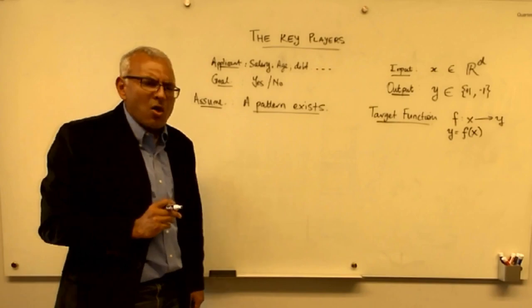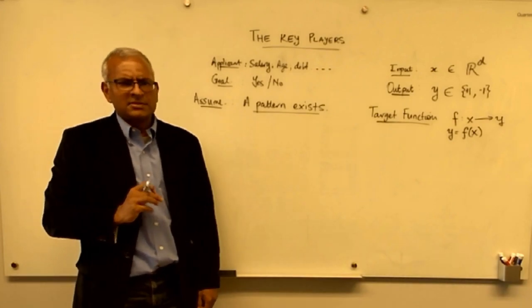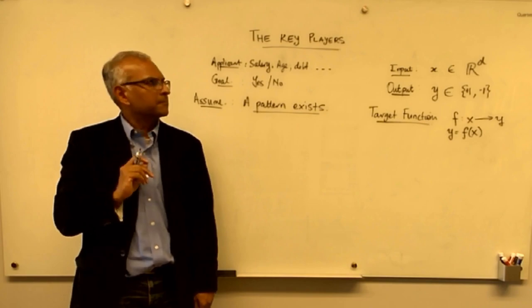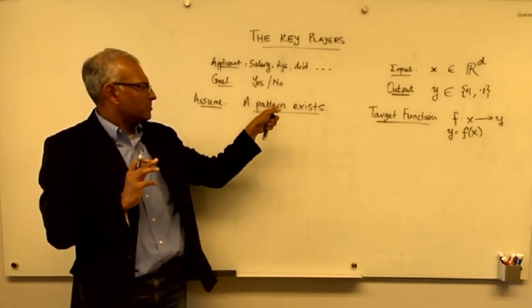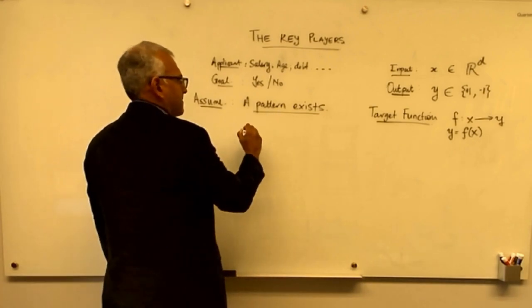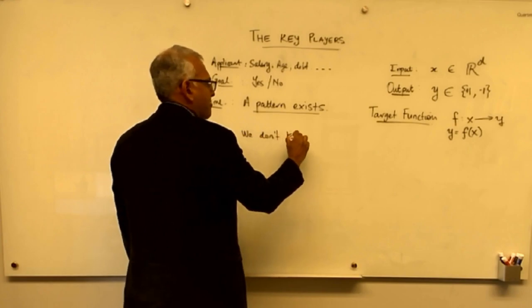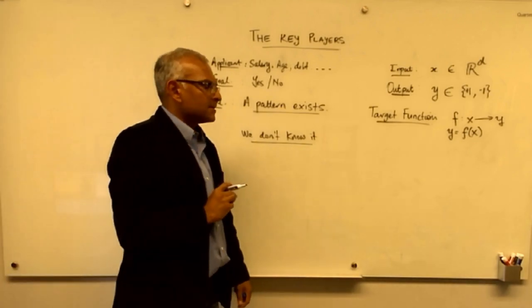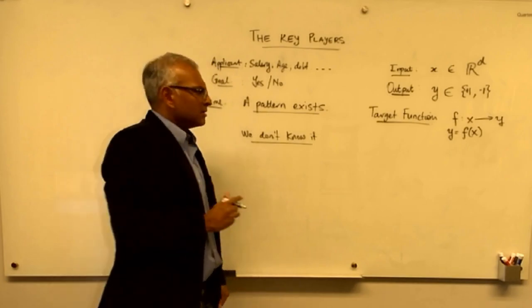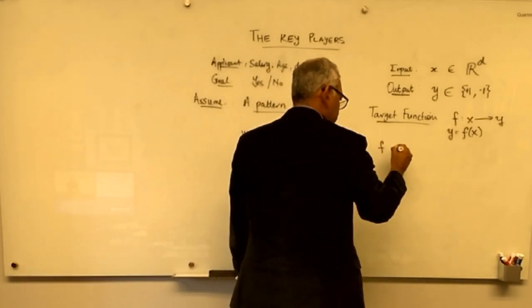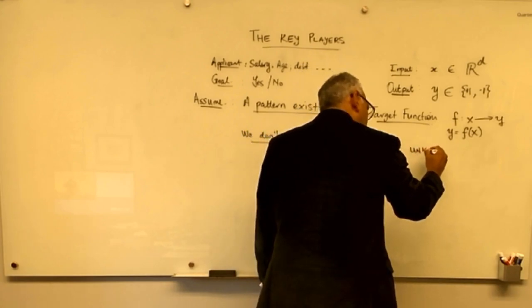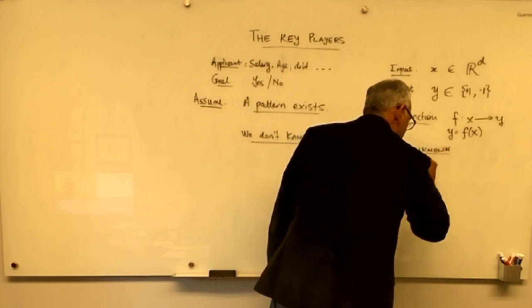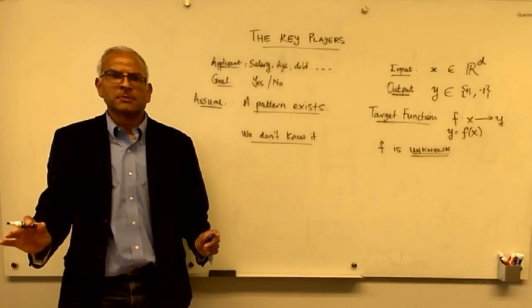Now, let's state the most fundamental ingredient in the machine learning problem. So remember the class motto: a pattern exists, we don't know it. What does that mean? That means that this target function f is unknown.